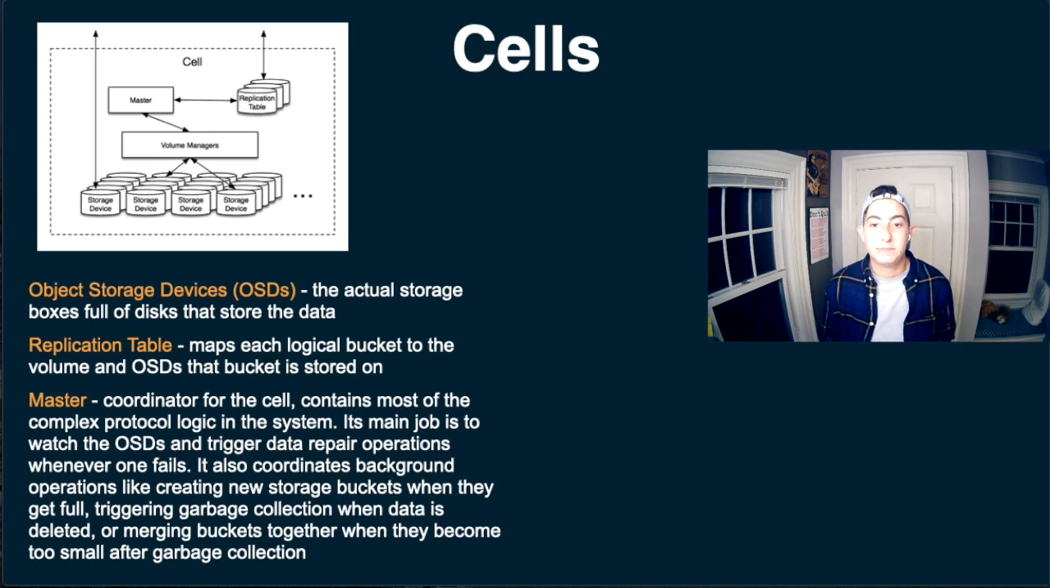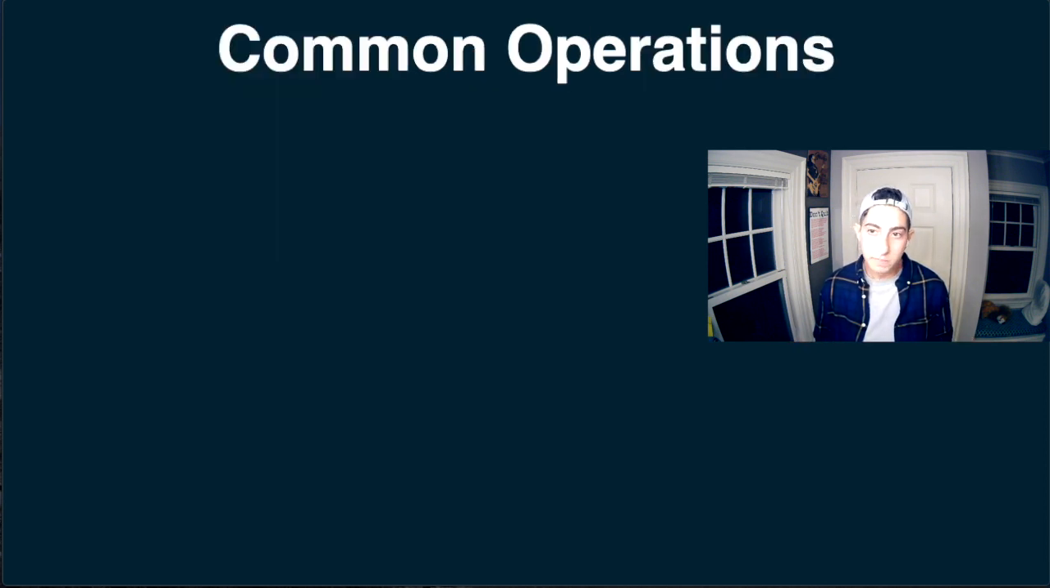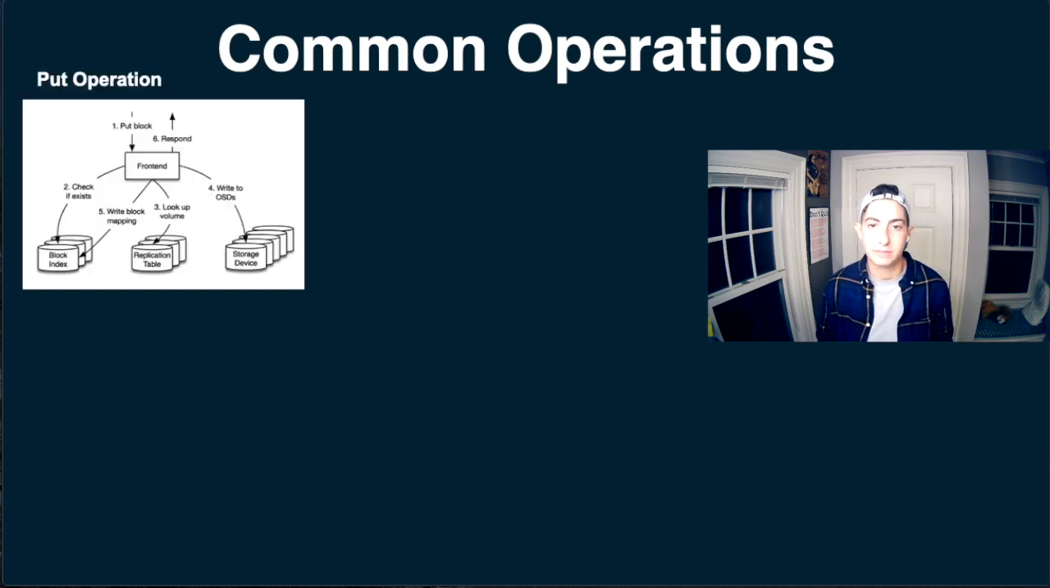It also coordinates background operations, like creating new storage buckets when they get full, triggering garbage collection when data is deleted, or merging buckets together when they become too small after garbage collection. So the master is coordinating everything, essentially, in the cell. So let's look at some common operations for Magic Pocket and what they might look like in the actual architecture.